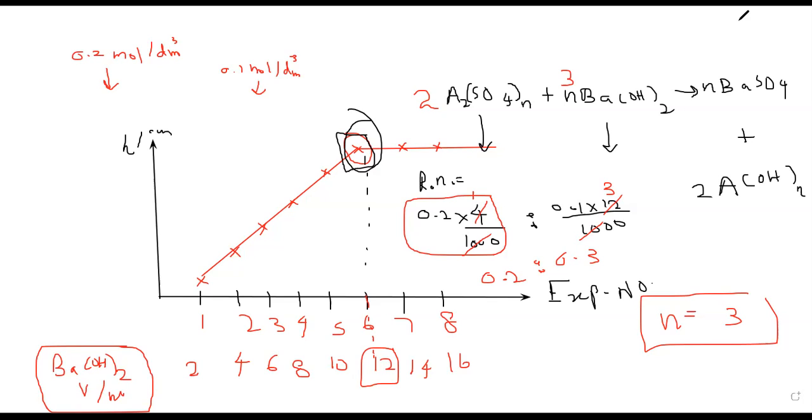So we know that A2SO4 is 4 milliliters, and it should be given in the question. And then barium hydroxide at totally without excess is 12. That's the point where there is no excess. So both the second and third questions are answered.